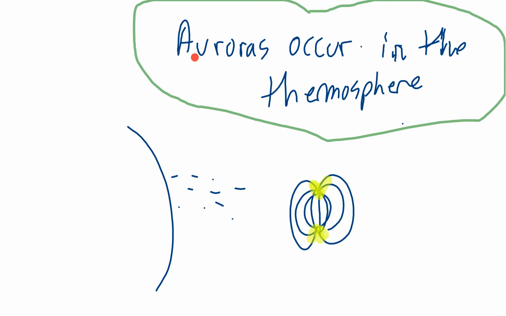So the auroras, the aurora borealis and the aurora australis, happen because of interactions of charged particles from the sun and the Earth's magnetic field. And you see the auroras at the poles, North and South Pole. But they actually occur in the thermosphere, okay, which is the outermost layer of the Earth's atmosphere. So the auroras occur in the thermosphere.